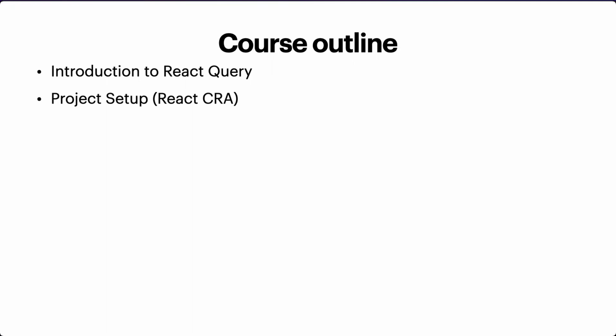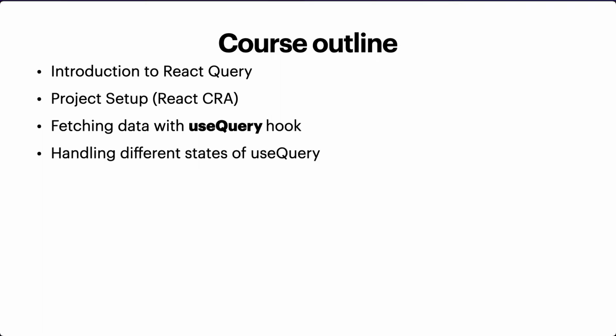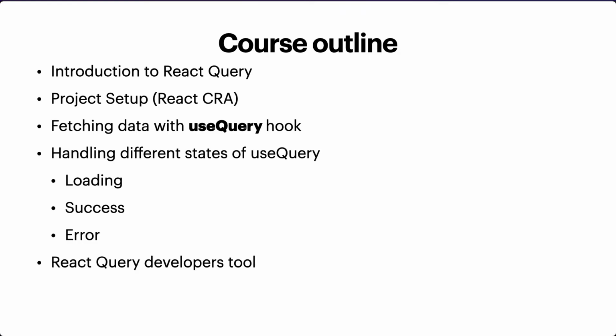And we'll do some project setup. We'll create a React application using CRA, the Create React App CLI tool. We'll be fetching data using the useQuery hook that is provided by the React Query library, and we'll handle different states of useQuery, like the loading state and the success state and the error state. So the useQuery hook basically gives you access to if there is some kind of error, or if the data is fetching, the request is made to the server, and if you have a successful response or you have an error at the end.